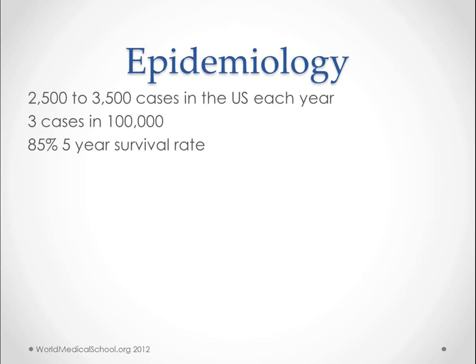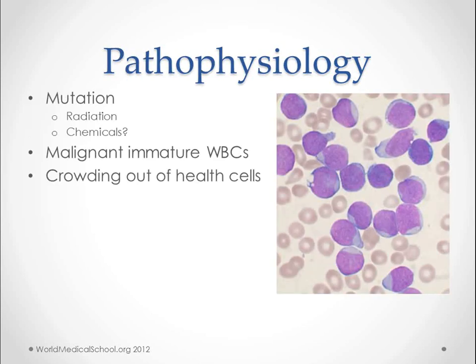We are getting better at treating it. We've got an 80 to 85% 5-year survival rate, but of course we'd like to get that up to, you know, 90 to 100%. So what happens here is, of course, we get cells that are multiplying without control. So that's caused by some kind of mutation in the cell, in the DNA, that turns off the regulation processes. And a lot of times this is set off by radiation or some kind of chemical, but also a lot of these just pop up spontaneously. So these cells that are growing out of control are the lymphoblasts.